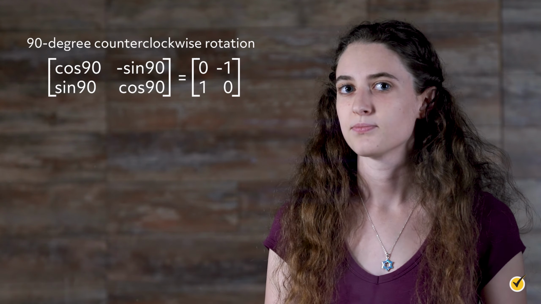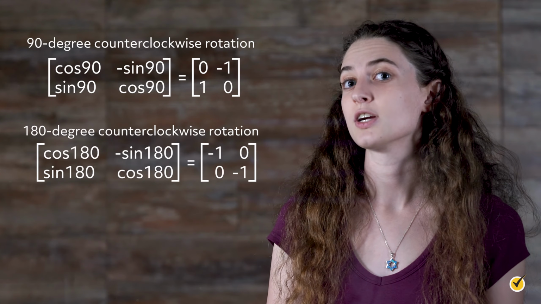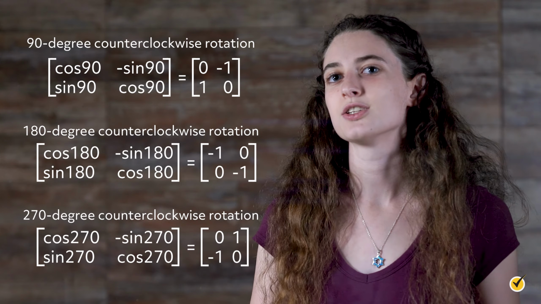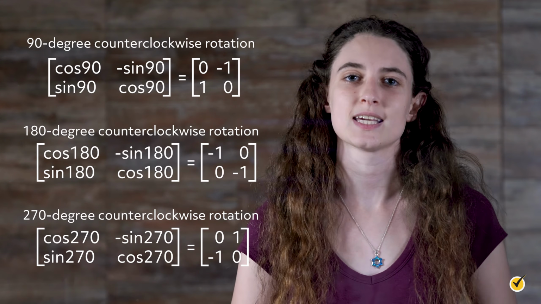We can quickly see where our 3 common matrices come from. A 90-degree counterclockwise rotation would look like this, whereas a 180-degree counterclockwise rotation might look like this. And finally, a 270-degree counterclockwise rotation looks like this. But now we can rotate by other angles, like 30 or 45 degrees if we want to.